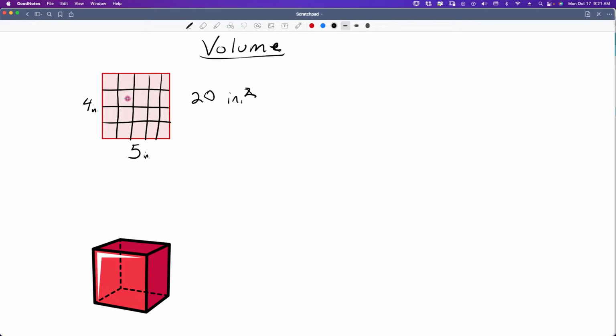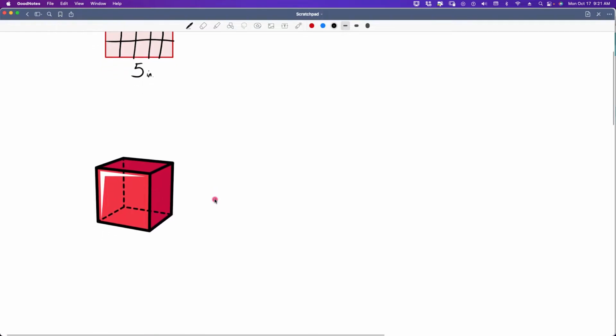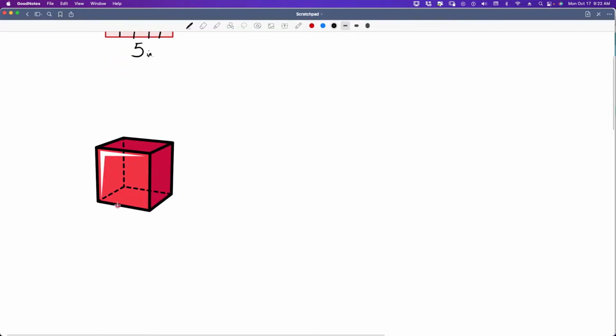So this is area. This is what we understand about area, that we can do the multiplication and find the number of single units of that unit of measure within this surface. Volume is very similar, except that now we're adding a third dimension, and that dimension is going to be depth. Sometimes it's depth. Sometimes that dimension is height. It just depends.